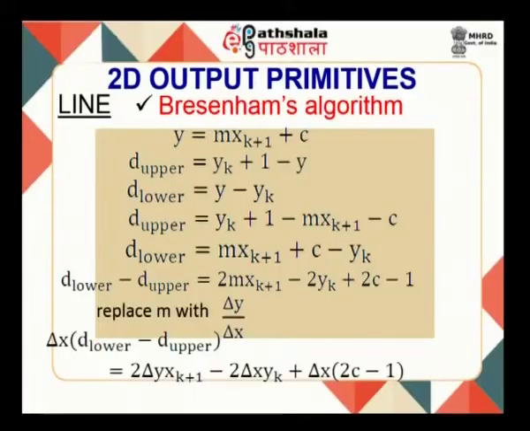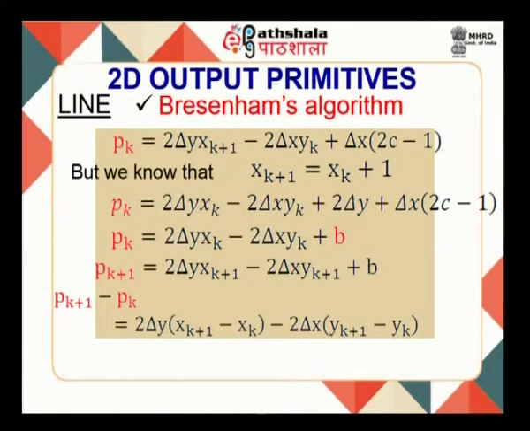Now, you can ask, why should we go with delta x? There is some other additional term delta x. What should we do with it? For lines whose slopes are inclined, whose slopes are positive, you will get delta x to be positive. So, multiplying with a positive value is not going to affect the sign of the difference operation. So, delta x is not going to affect the sign of d lower minus d upper. So, we can safely ignore delta x, and that is why we call this parameter p k a decision parameter. It is just enough that you take the sign of the difference operation.